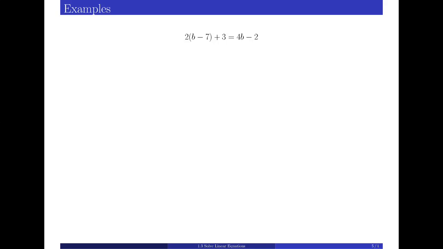So now our final example, 2 times (b minus 7) plus 3 equals 4b minus 2. Here we've got that b hidden inside some parentheses. So first we've got to get that out of there. So the first thing I'm going to do is distribute that 2. So we would have 2b minus 14 plus 3 equals 4b minus 2. Maybe you want to combine those like terms. So we would have 2b minus 14 plus 3 would give us a minus 11 equals 4b minus 2.